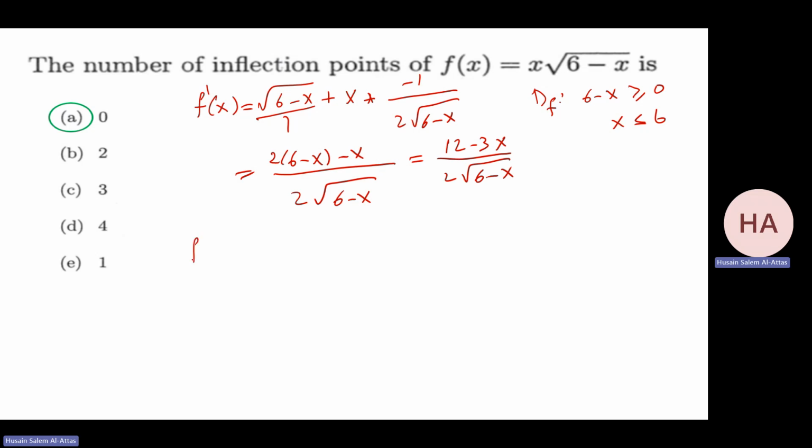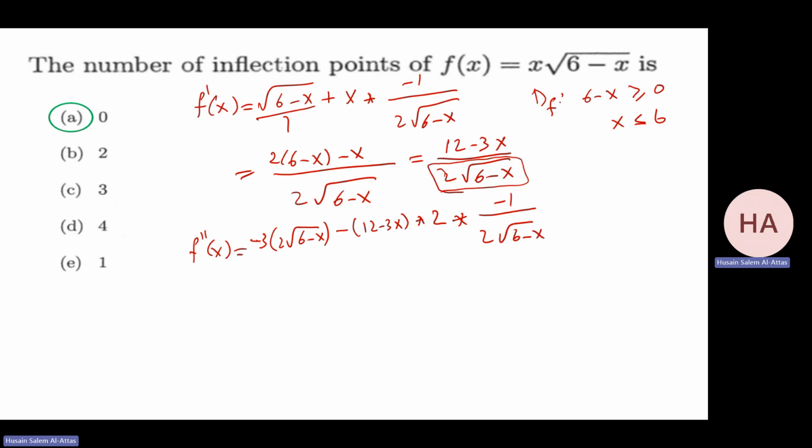Okay, let me do the second derivative. Second derivative would be what? Same thing, but now this is a quotient rule: minus 3 times the denominator, minus the numerator times the derivative of the denominator. I want to differentiate this, the derivative of this. That will be 2 times 2 square root 6 minus x times minus 1. All of this over 4 times (6 minus x).